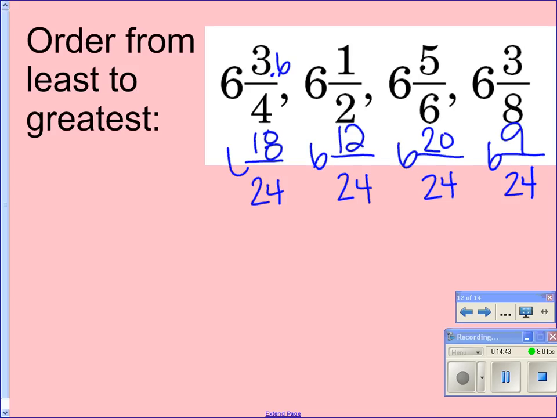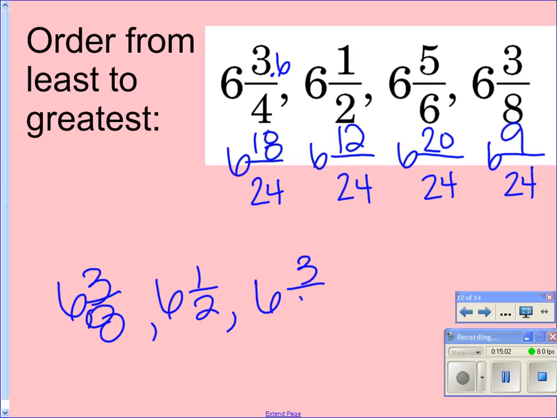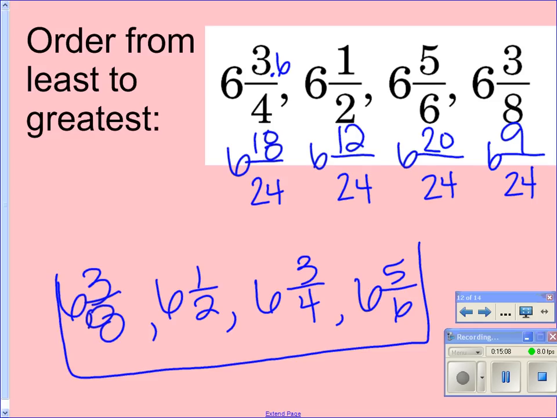So now, putting these in order from least to greatest, sorry, first should be 6 3/8. Then 6 1/2, then 6 3/4, and last but not least is 6 5/6. Remember to put them back in the original fraction form that they were in.